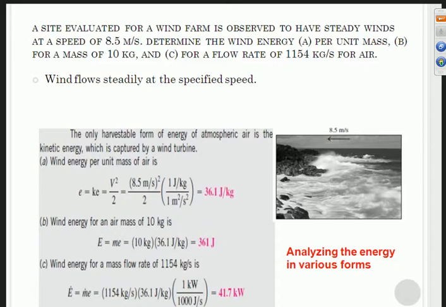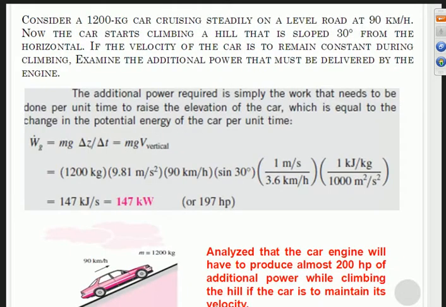Let us go for another example. Very simple example I'm taking. Consider a 1200 kg car cruising steadily on a level road at 90 km per hour. Now the car starts climbing a hill that is sloped 30 degrees from the horizontal. If the velocity of the car is to remain constant during climbing, examine the additional power that must be delivered by the engine. Most of the students might have driven a car.